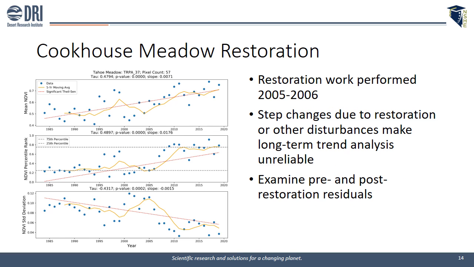One of the things that goes on in the Tahoe Basin is restoration work. And Cookhouse Meadow is an example of this. Cookhouse Meadow was restored 2005 to 2006. And what we see is that that restoration produces changes in that meadow record that aren't well represented by just a single trend line from 1984 to 2019. And so instead of looking at a trend line, we can analyze these meadows as pre and post restoration.